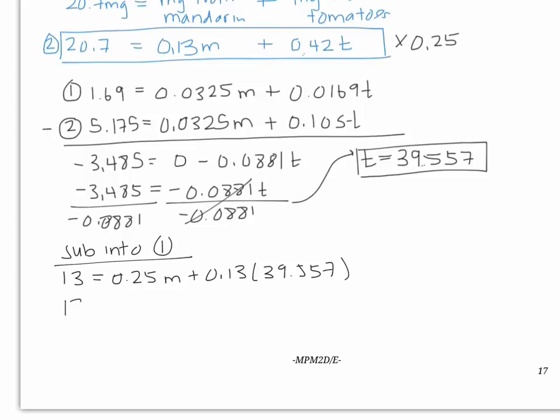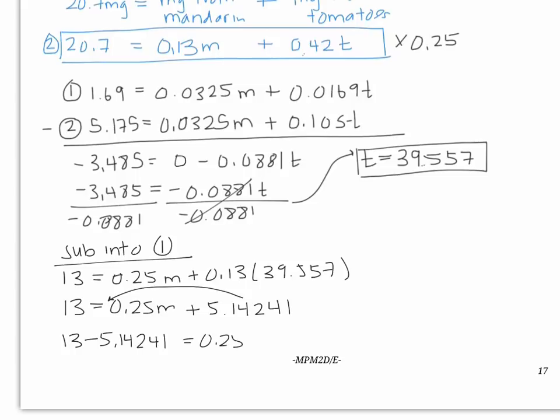So I'm going to simplify 0.25m, and then I'm going to throw into the calculator 0.13 times this guy, and we get 5.14241. Bring this onto the other side. 14241 equals 0.25m. If I subtract the 2 on this side, I got 7.85759 equals 0.25m.